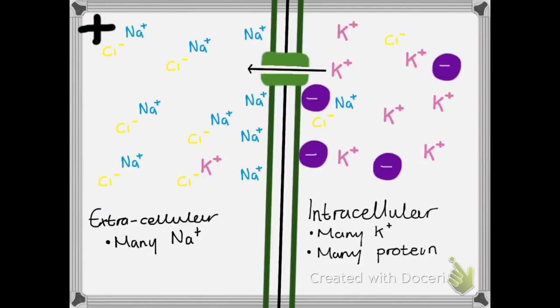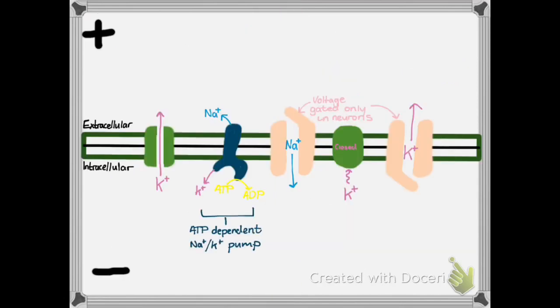If we take a look at this example, you can see here that there's a high concentration of sodium ions extracellularly, so outside the cell, but a high concentration of potassium ions and proteins, which are negatively charged, inside the cell. So despite the fact that both sodium and potassium are positively charged, these negative proteins make the intracellular space more negative than the extracellular space, which means there is a concentration gradient.